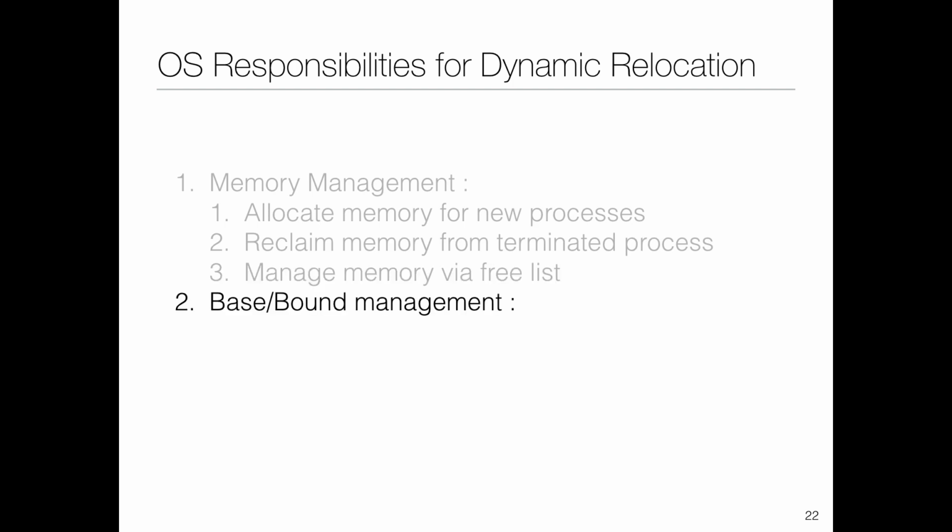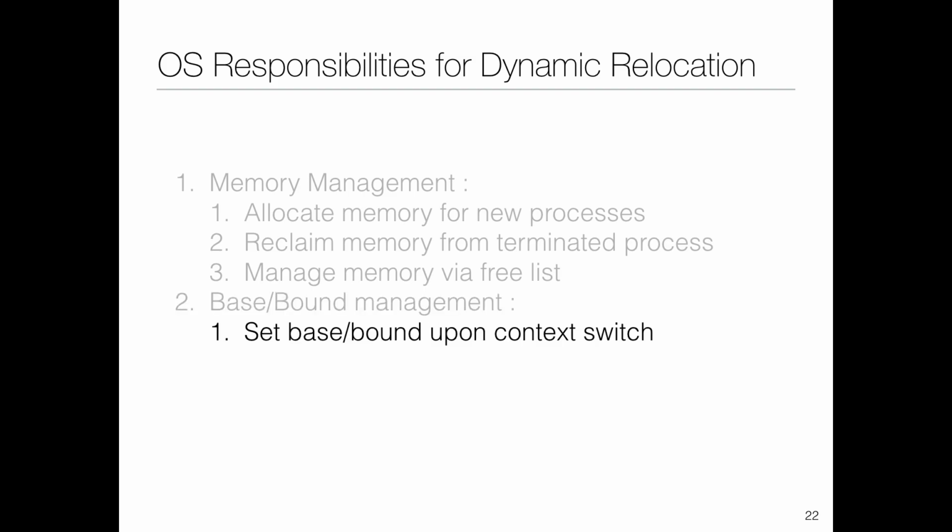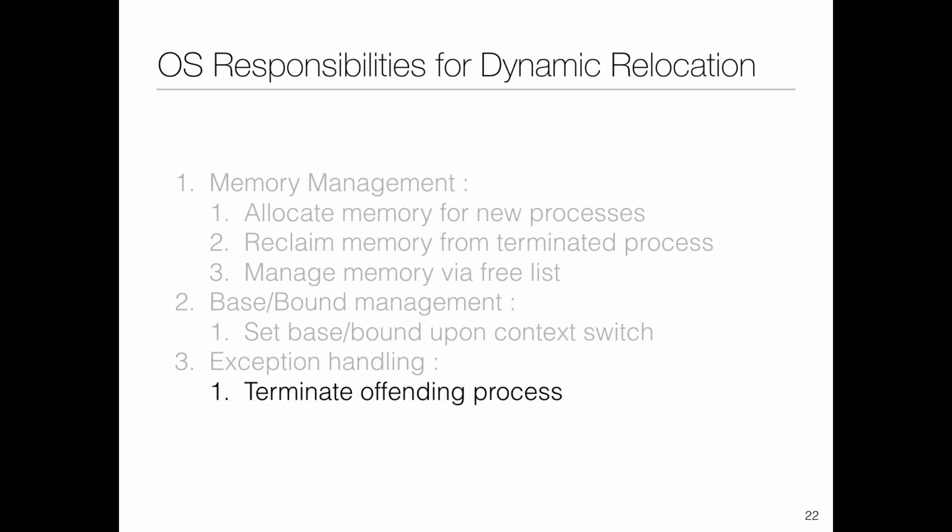It has to manage the base and the bound registers. So it has to set them upon context switch, which also means that it has to store and restore: restore for the incoming process, store for the outgoing process. The OS has to have the capability of raising exceptions, which means that whenever an out of bounds call is made, it terminates the offending process.